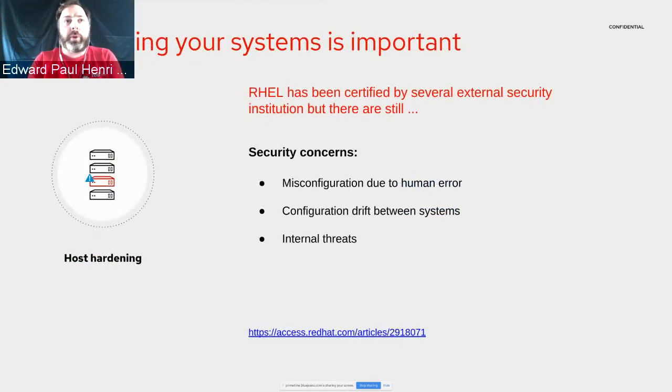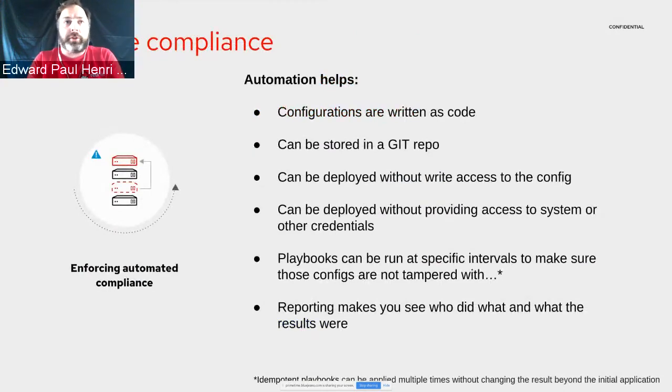Red Hat has always worked hard on building secure systems, but human error and internal threats can still occur. When you automate the configuration of your systems, you can mitigate a lot of these issues as much as possible. The consumer of the playbooks you have written does not need access to the host, nor to the credentials required to make the config changes.